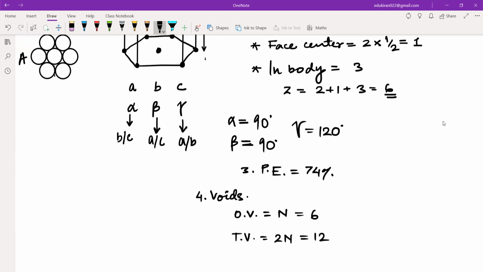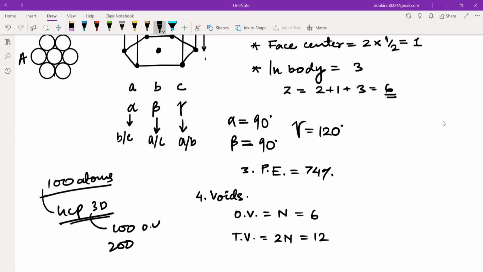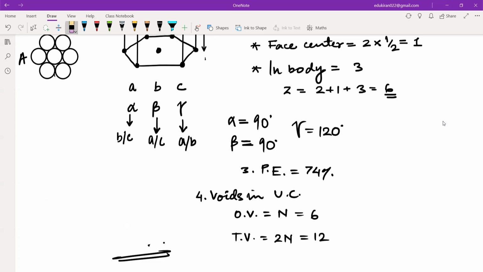But let's suppose I have 100 atoms, and these 100 atoms are making HCP 3D, then we will have 100 octahedral voids, and we will have 200 tetrahedral voids. Since we are talking only about voids in the unit cell, that is why we are writing n, which is equal to 6, and 2n, that is equal to 12. Please remember, n is the number of atoms.